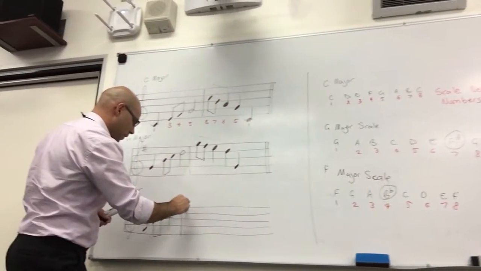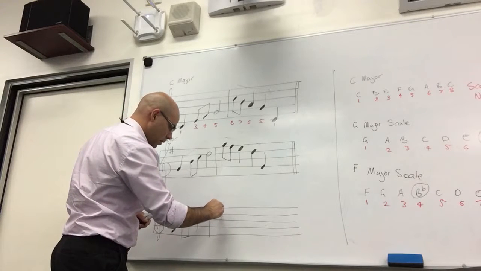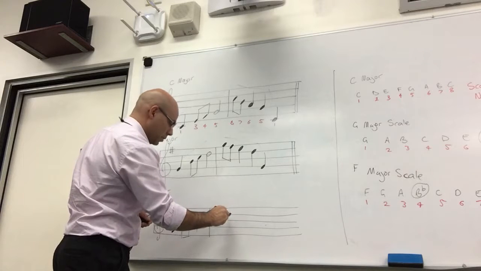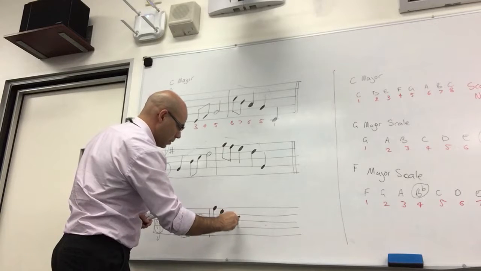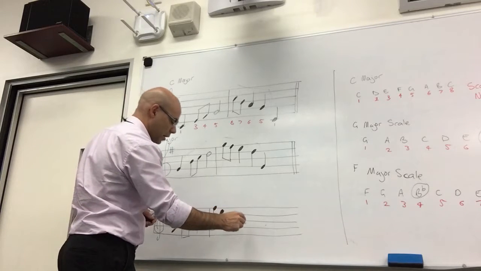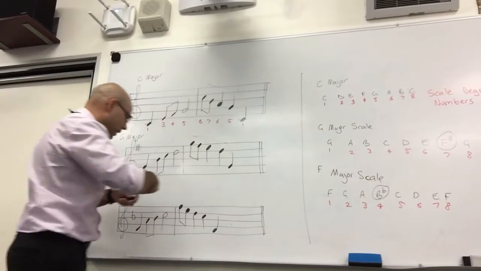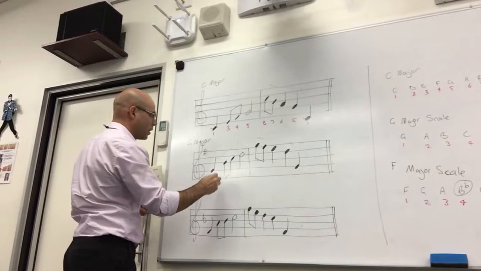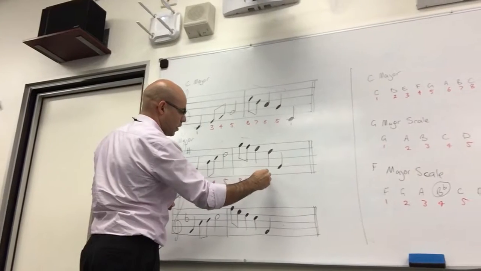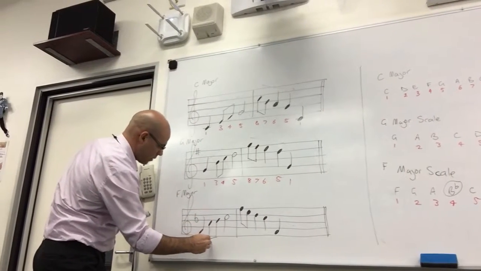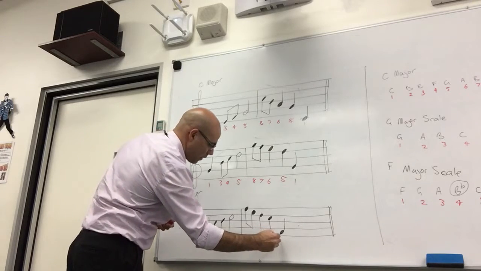Or F, E, D, that's a dodgy one, C, and then F down here. And if it helps, write down the scale degree numbers underneath it so you can cross-check it. So 1, 3, 4, 5, 8, 7, 6, 5, 1.